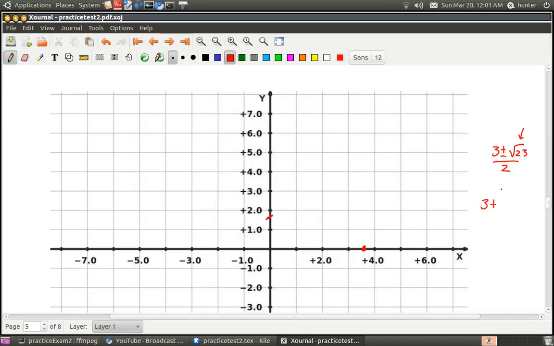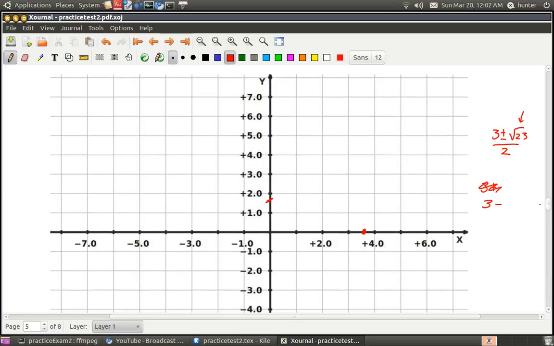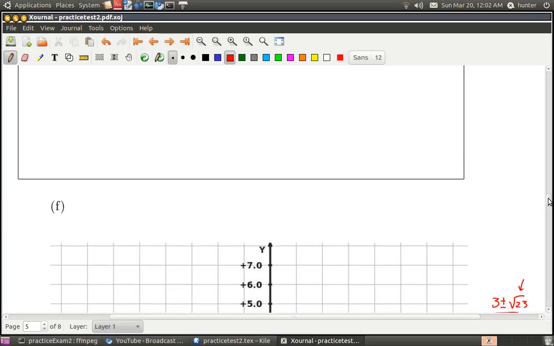Okay, and now what happens if we choose minus? Then we get 3 minus something that is a little bit less than 5, and we divide by 2. So if we do -2 over 2, it's going to be just about here. Okay, it's just going to be about there. So we've got some x-intercepts and some y-intercepts.